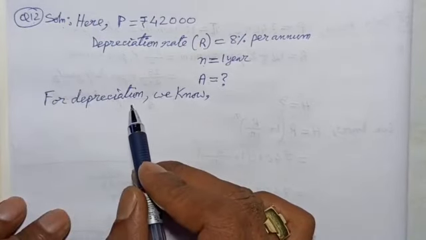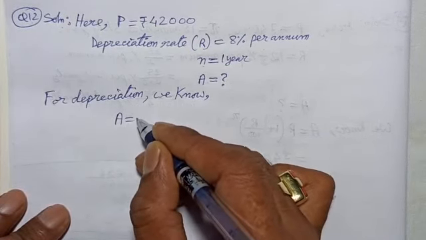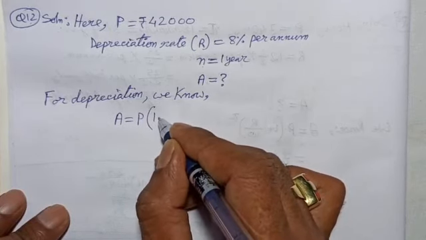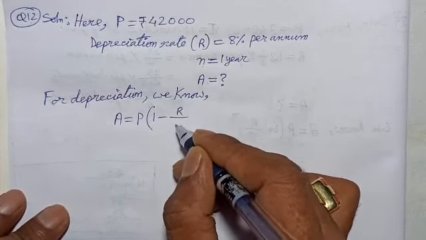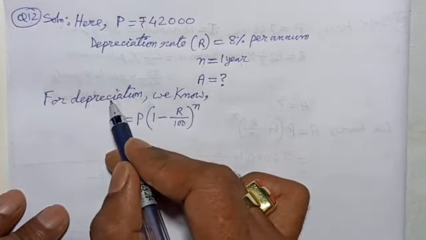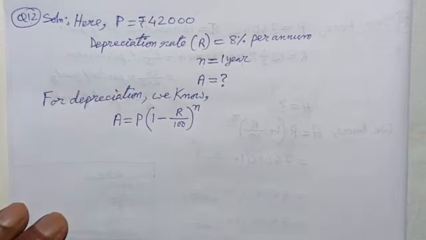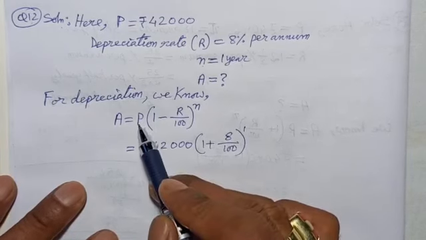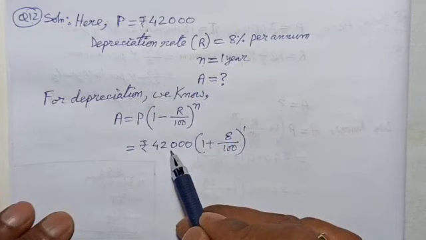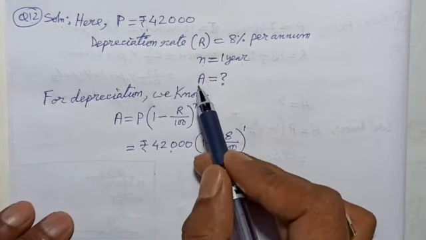For depreciation we know, amount A is equal to principal P into 1 minus rate by 100, whole to the power n. Let's keep the value of P, that is 42,000. 1 plus rate is 8 by 100, and n is 1, so 1.